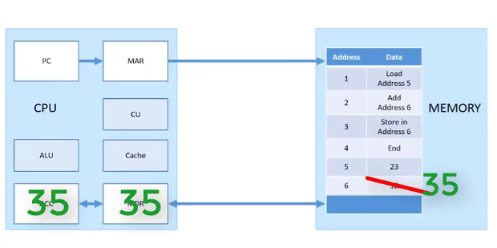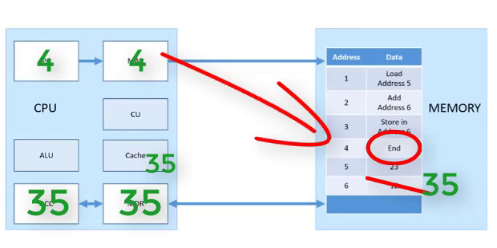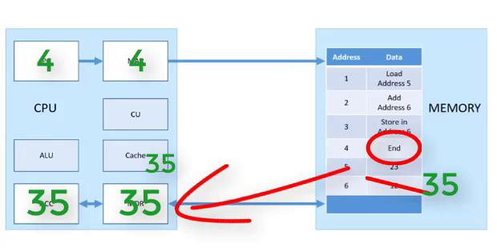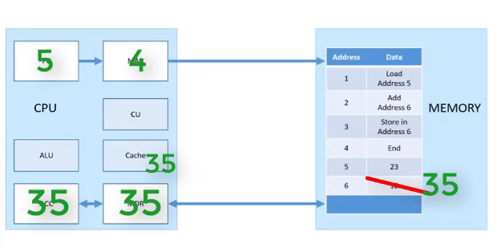The PC contains the address of the next instruction, 4, so that gets passed into the MAR and out to the memory, and we find our instruction, which comes down into the MDR, and we need to increment our program counter. Now the CPU is going to decode the instruction and realize that it's the end of the program, and that's it. It's the end of the program.